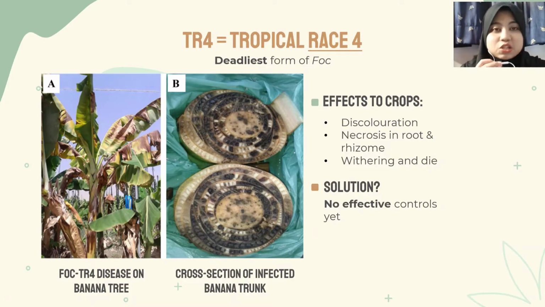The deadliest FOC disease is actually under race 4, which we call tropical race 4 or TR4. TR4 causes the banana crops to be discolored, then necrosis in roots and stem, which continues to wilt and die. There is no effective control to stop TR4 since it is a soil-borne disease, but we can develop banana which is resistant to TR4.